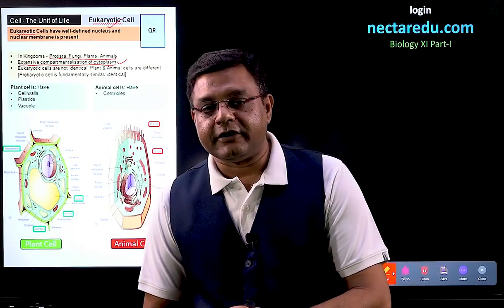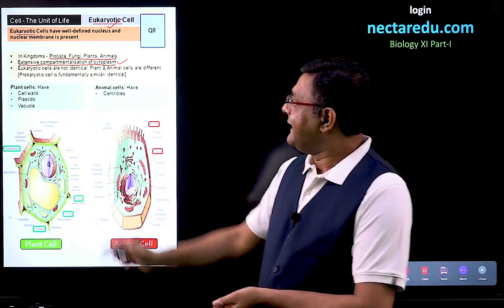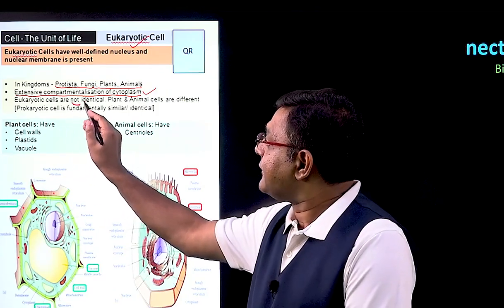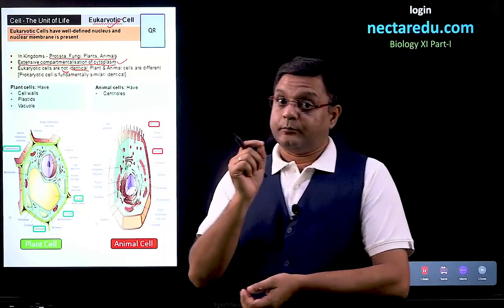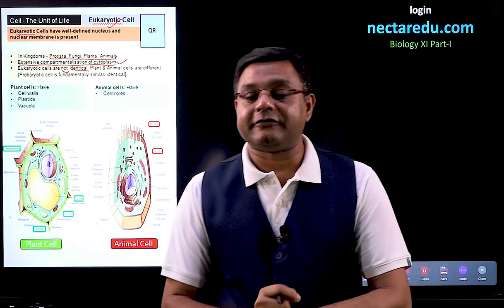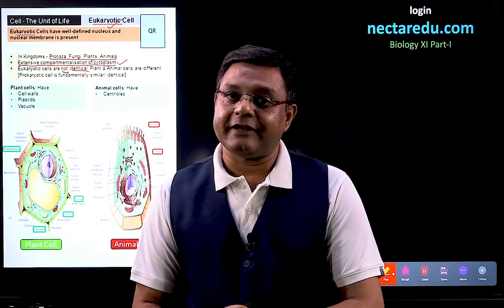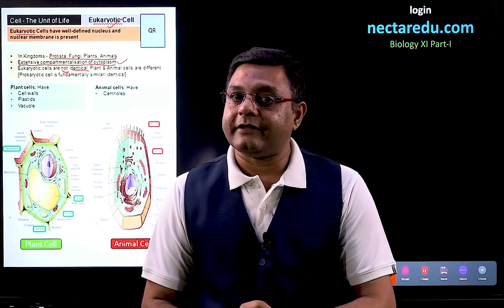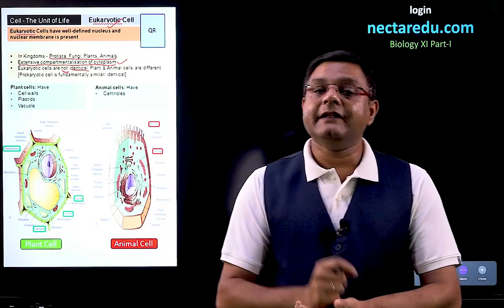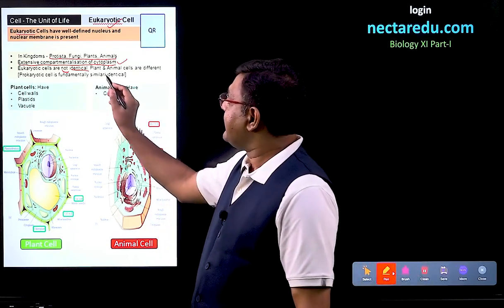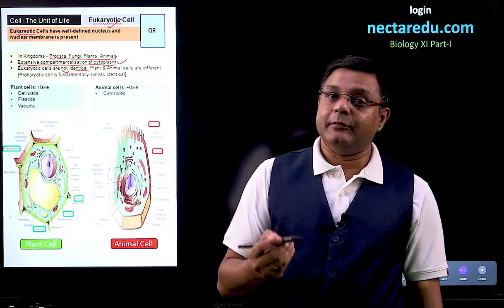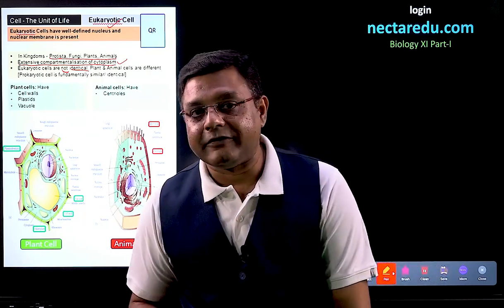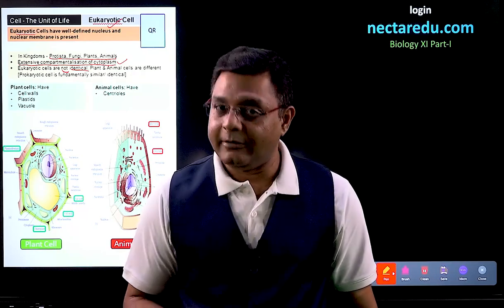Another important feature of eukaryotic cell is that the eukaryotic cells are not identical. The point to be remembered here is that the prokaryotic cells are identical, but eukaryotic cells are not identical. Why these are not identical? A major example is plant cell and animal cell. There are a lot of differences which are present in plant and animal cells.